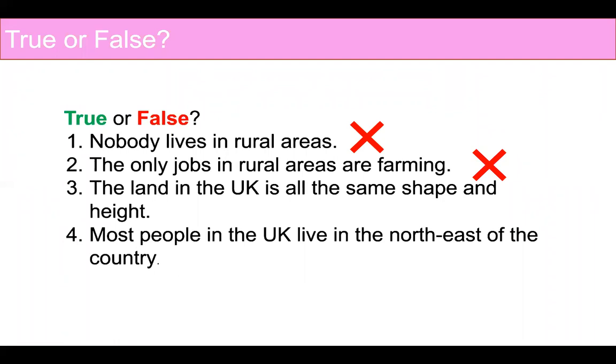Number 3, the land in the UK is all the same shape and height. Also false. There is difference. The relief maps show that there are mountainous areas and there are low-lying areas as well. And question 4, most people in the UK live in the northeast of the country. That is false as well. Most of the people live in Middle England or the southeast of England because most of the northern areas are mountainous.